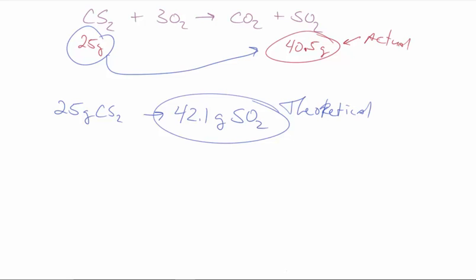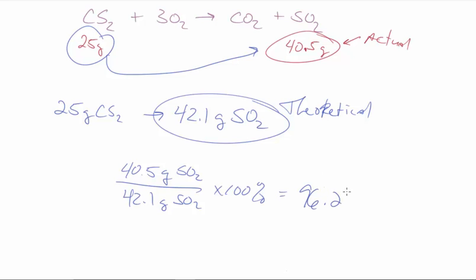So then actual divided by theoretical, I would do 40.5 grams of SO2 divided by 42.1 grams of SO2 times 100%, and I would see that that would be a 96.2% yield. And so what percent yield tells me is that essentially this reaction, it's almost a measure of reaction efficiency, is that this reaction was 96.2% efficient at producing the product that we were actually recovering.